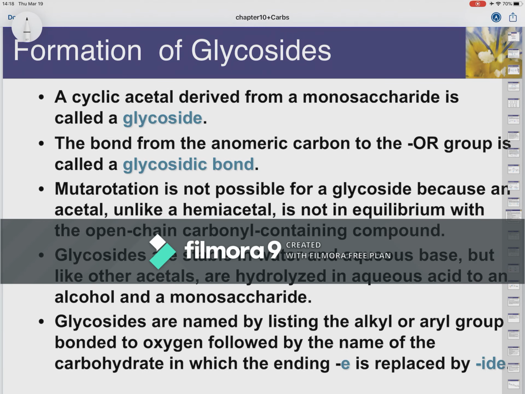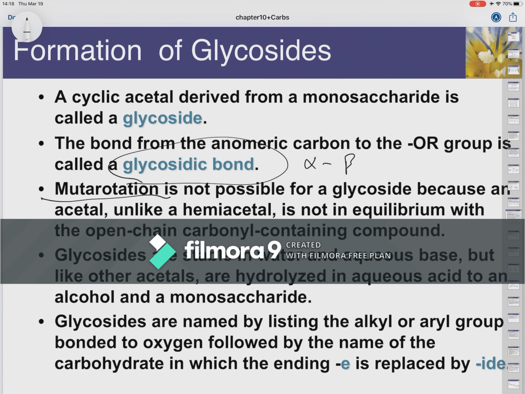All right, formation of glycosides. So just to be clear, a glycoside is the acetal. The hemiacetal monosaccharide forms a bond with an alcohol of some kind to make a glycoside. The bond itself can be described as a glycosidic bond and is often also given an alpha or a beta prefix, depending on whether that hydroxyl group is up or down.